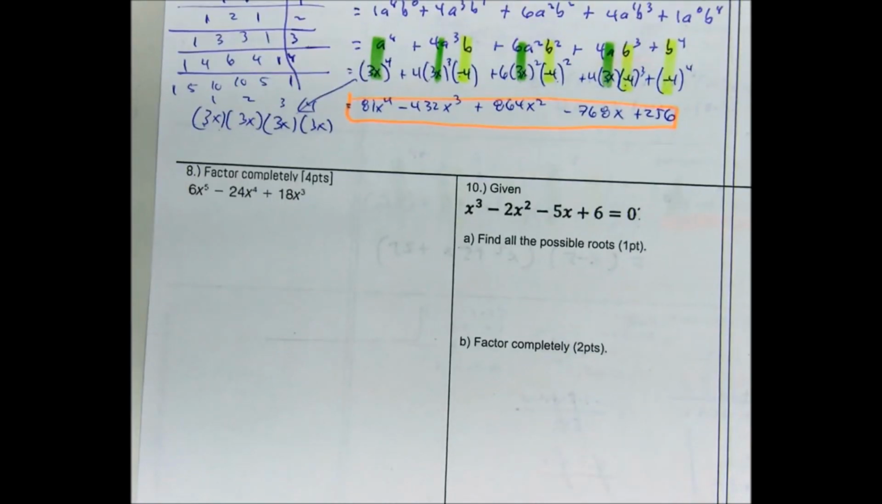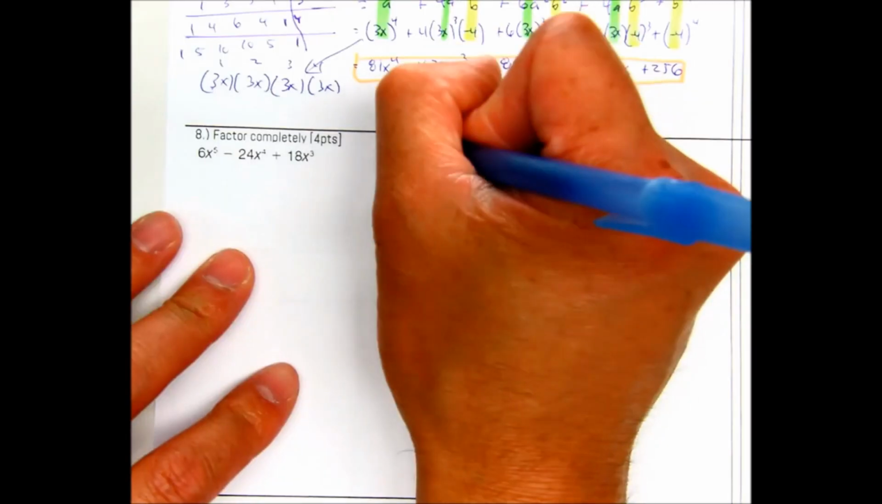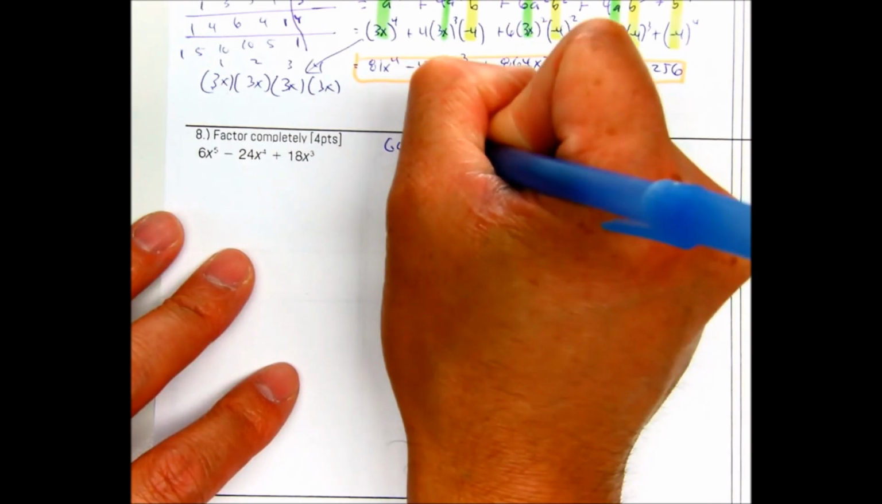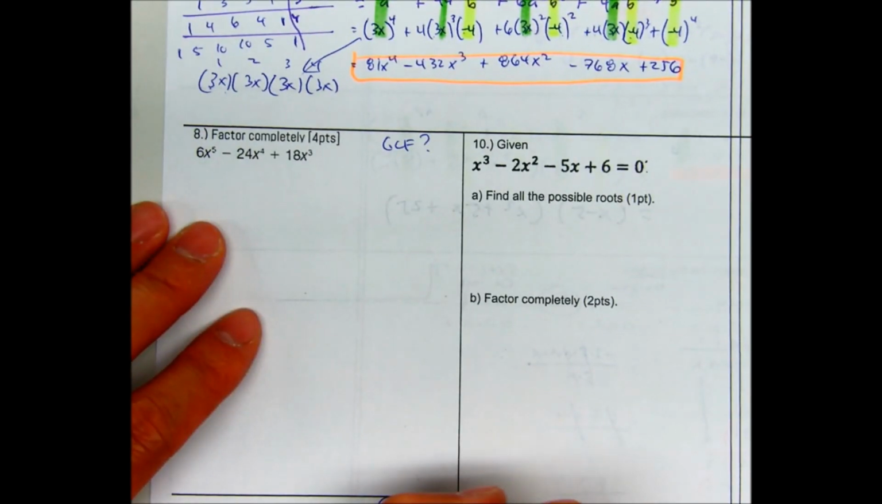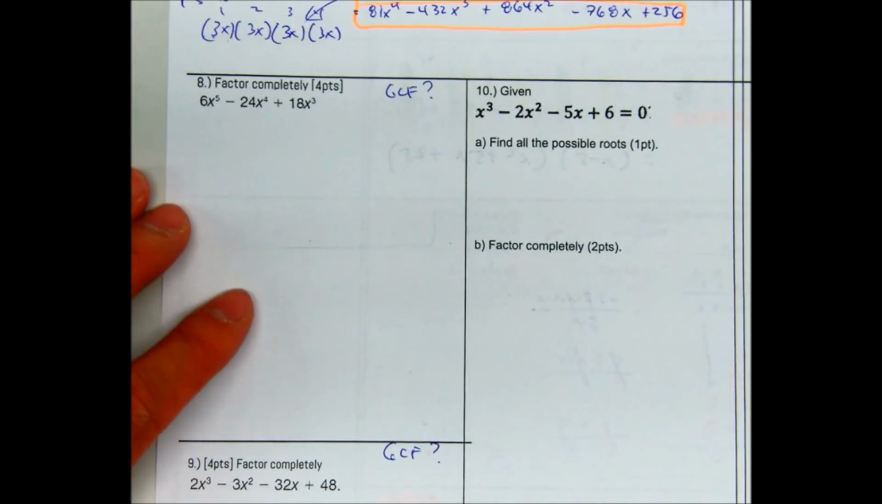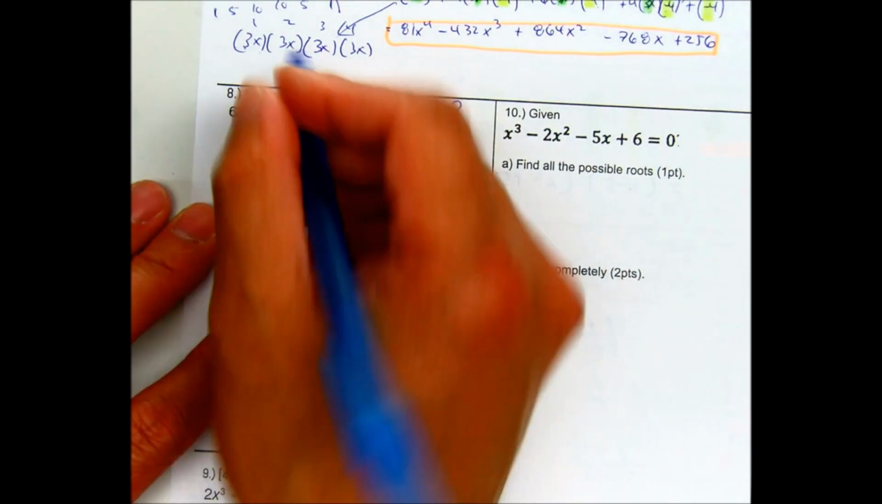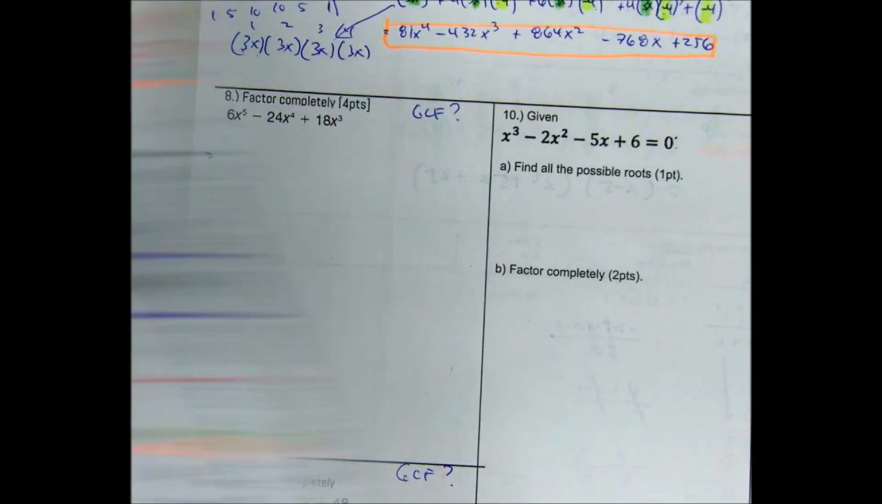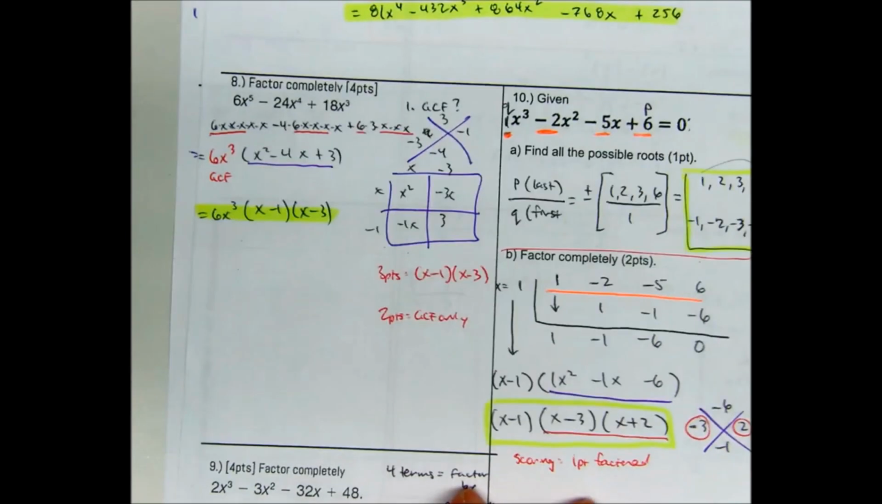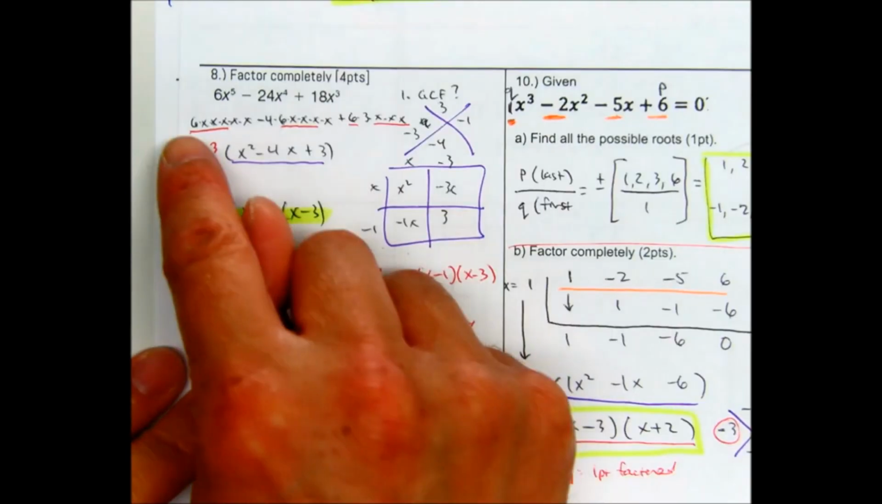Factor completely, you should always, I loved it because one student actually just wrote this: GCF. Every question says factor, they just wrote GCF. Good idea, good idea. It does have a GCF. The GCF is, go a little quicker, 6x cubed.